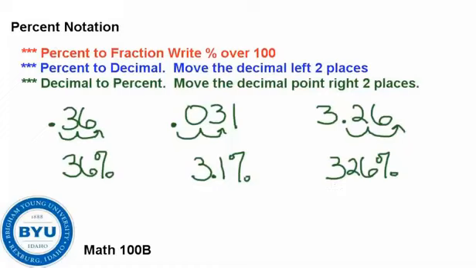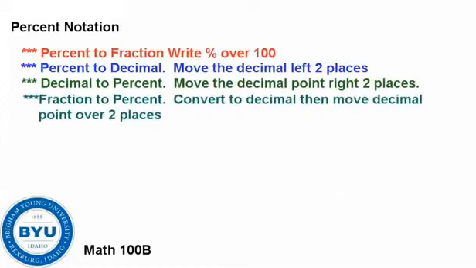There's one last section we want to talk about. So what if we gave you a fraction and we said, okay, convert a fraction to a percent. So to do this, the first thing you're going to want to do is convert the fraction to a decimal. And then you can move the decimal place over 2 places. So, for example, if I gave you the fraction 3/8.